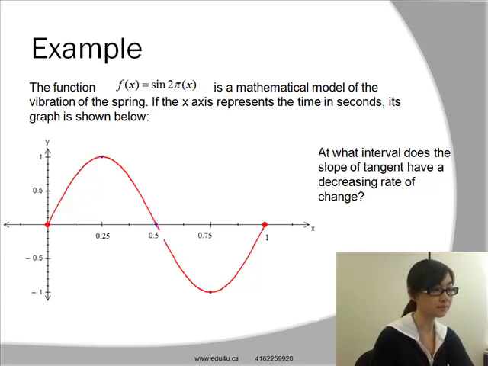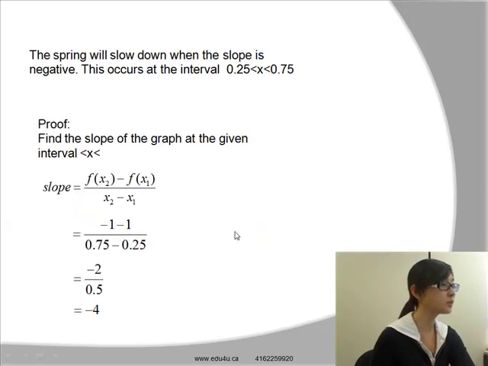We're asked at what interval does the slope of the tangent have a decreasing rate of change. We learned from the previous slide that in order to have a decreasing rate of change, we need the slope of the tangent to be negative. And it's very easy to see from the graph that the slope of the tangent will be negative from when x is equal to 0.25 to when x is equal to 0.75. So the spring will slow down when the slope is negative. This occurs at the interval where x is bigger than 0.25 but less than 0.75.